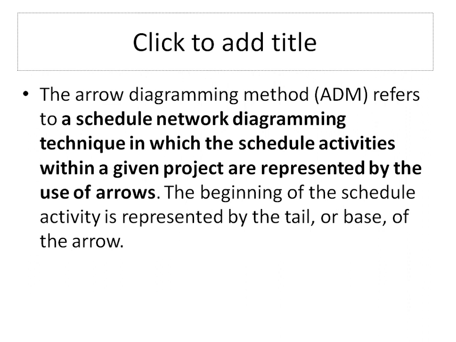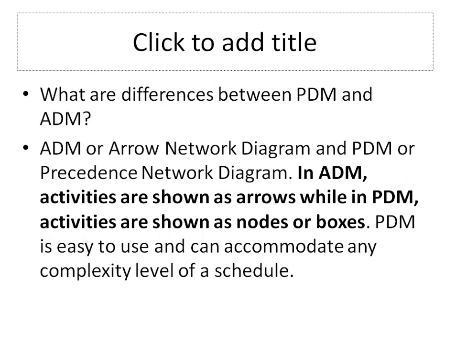The arrow diagramming method refers to the schedule network diagramming technique in which the schedule activities within a given project are represented by arrows. The beginning of the schedule activity is represented by the tail, the base of the arrow. And what is the difference between PDM and ADM? In the ADM, activities are shown as arrows, while in the PDM, activities are shown as nodes and boxes. The PDM can accommodate a higher level of complexity in the schedule.